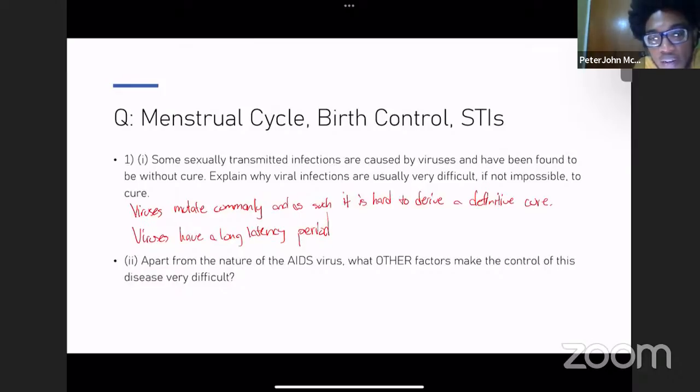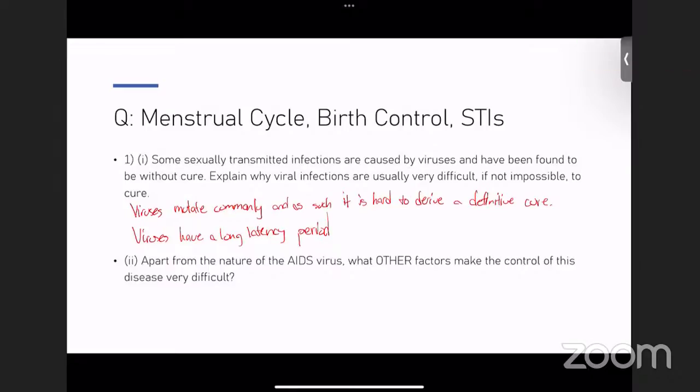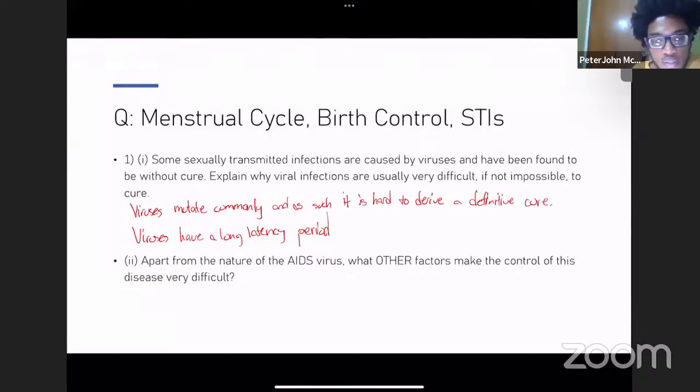All right, this part now, we can just move on. Apart from the nature of the AIDS virus, what other factors make the control of this disease very difficult? Because it attacks the immune system, the body's defense system. AIDS is not a virus. Apart from the nature of the HIV virus. Sorry guys, this is a past paper question.